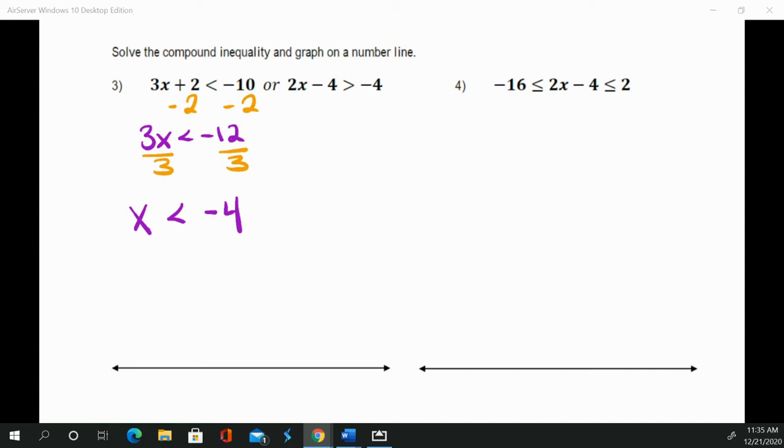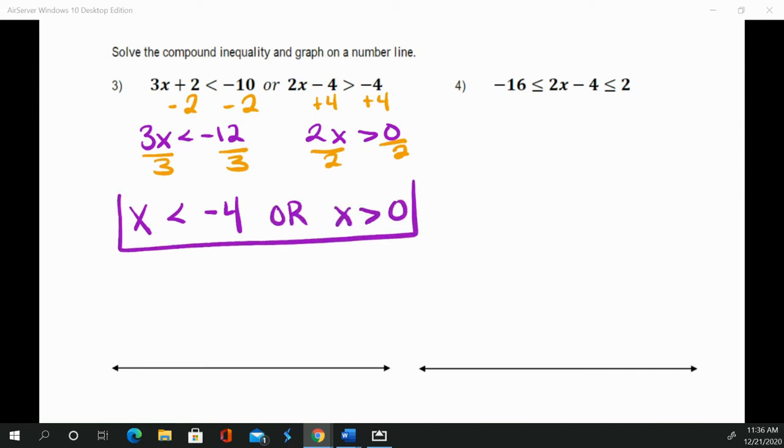The other part we're going to get from solving the right side inequality. Right now we're subtracting 4, so we're going to add 4 to start. -4 plus 4 is 0. Right now we're multiplying x by 2, so we're going to divide both sides by 2. So x needs to be less than -4, or x can be greater than 0.